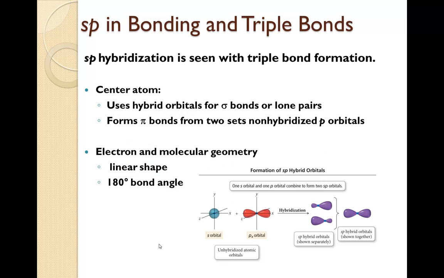So we're looking at the center atom when we're talking about hybridization. The center atom uses hybrid orbitals to form sigma bonds or lone pairs. And it forms pi bonds from 2 sets of non-hybridized p orbitals. The electron and molecular geometry is typically linear, with a 180 degree bond angle.